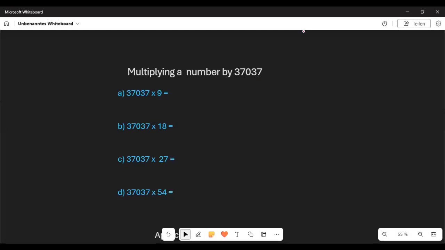In this video, we're going to look at how to multiply a number by 37,037. 37 has this property that makes it easier to multiply any number. Let's have a recap. In a video I did before, we looked at how to multiply a number by 37 alone, not 37,037. This is like a repetition of 37,037, and that's what we're going to focus on now.